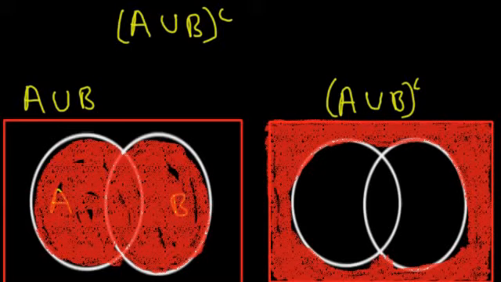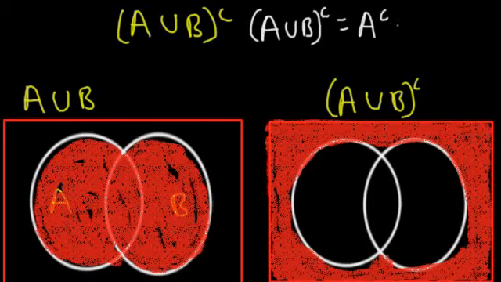Well, there is something I have to show you guys. I want you to know that A union B complement is also equal to A complement intersection B complement.